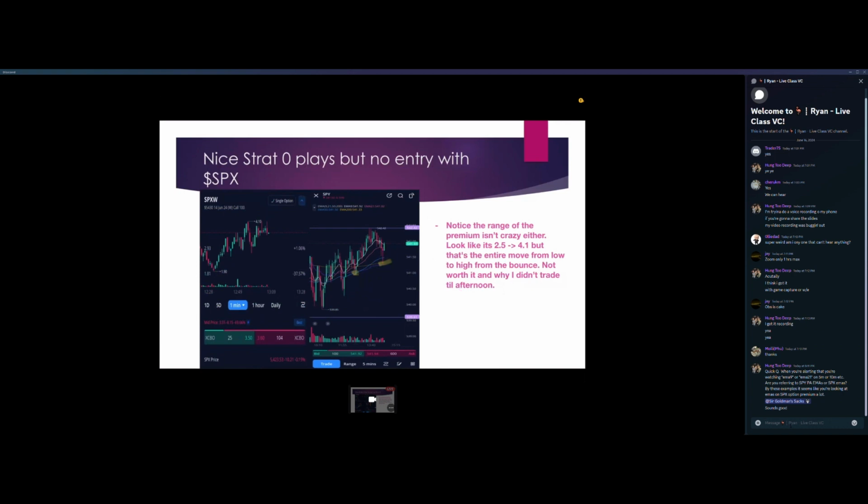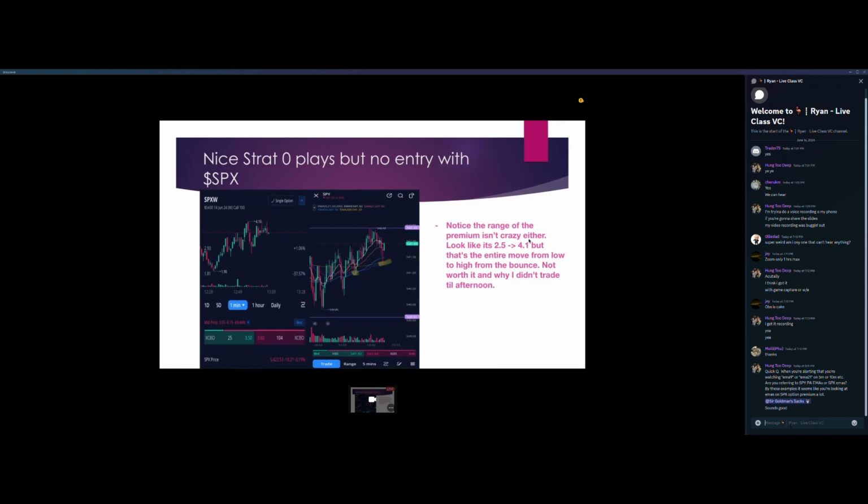Here's another single confirmation. We couldn't do this because we didn't have double confirmation. Nice strat 0 play, but no entry with XPX. So sometimes when I say, oh, premium doesn't look good, premium looks weak, there's no juice, it's this. We don't know what this is. I didn't click the EMAs or VWAP because it didn't correlate. So I just wanted to show the basic chart when you open XPX chains.